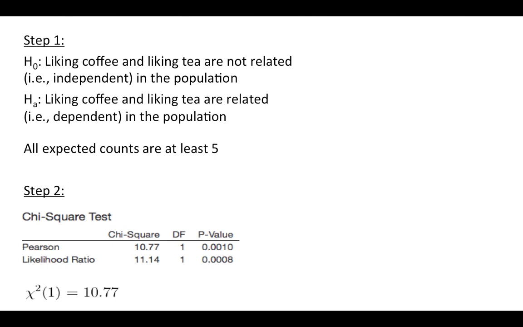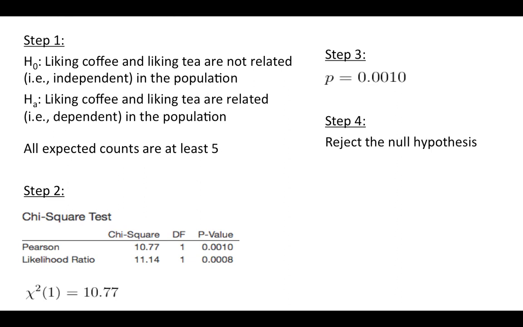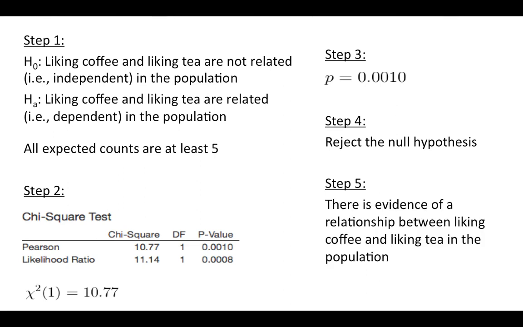In step 3, we state our p-value, also from this table. P equals 0.0010. In step 4, we make a decision. Our p-value is less than the standard alpha level of 0.05, so we're going to reject the null hypothesis. And in step 5, we state our conclusion. There is evidence of a relationship between liking coffee and liking tea in the population.